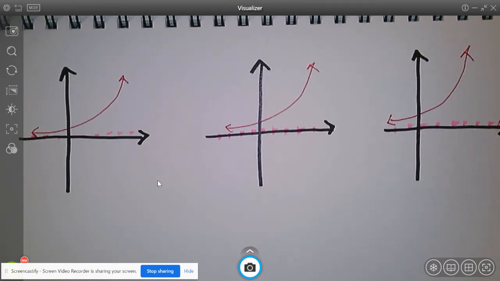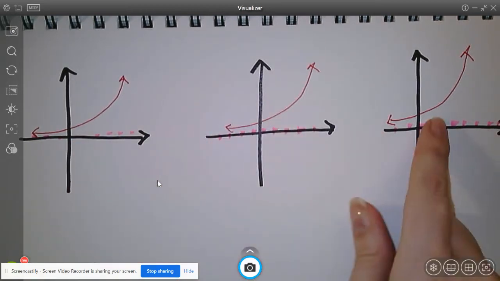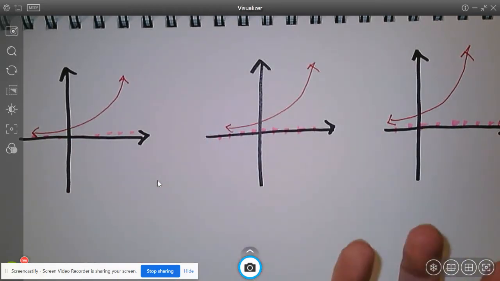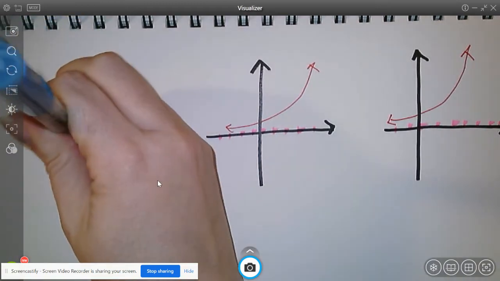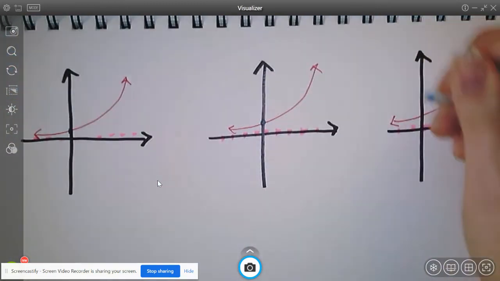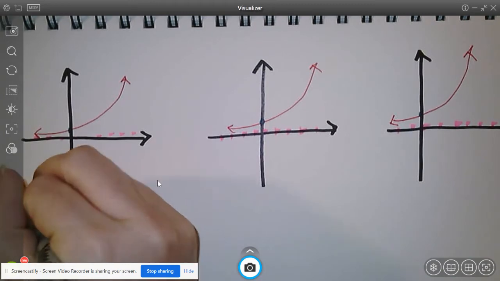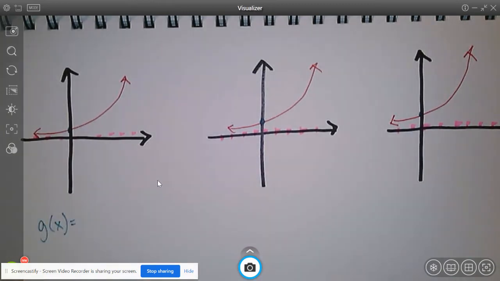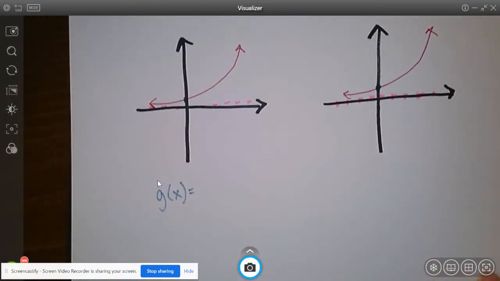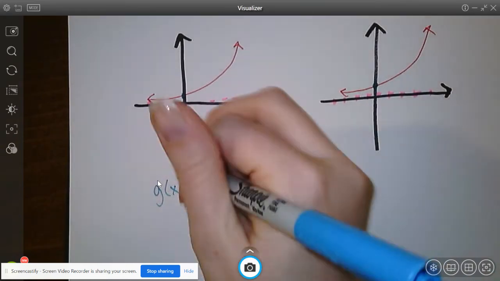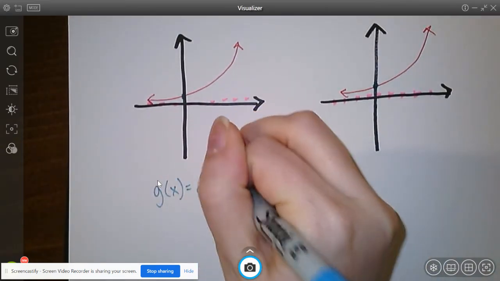Okay, so let's actually see some equations. So notice how it didn't actually matter what our base was. They all look pretty similar. They all have that point at 0, 1. And they all start with that asymptote at y equals 0. Okay, so let's actually do a problem. So let's say that our equation is g of x, and we'll focus more on this one right now. G of x equals 2 to the x minus 5.